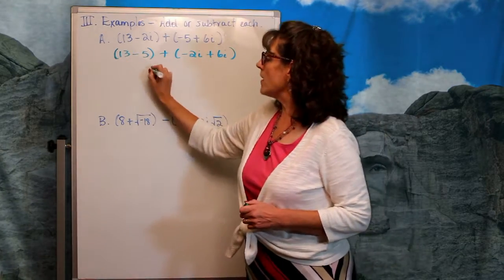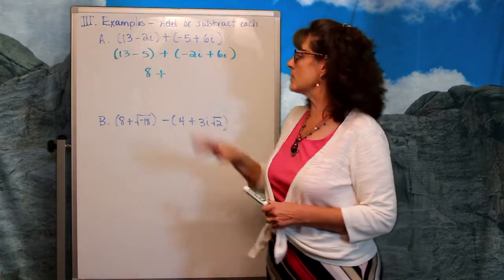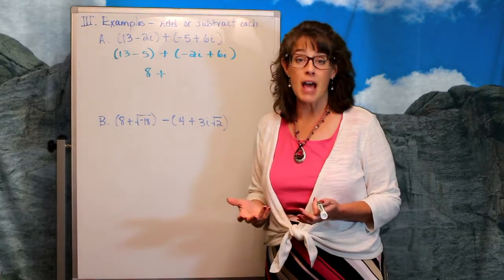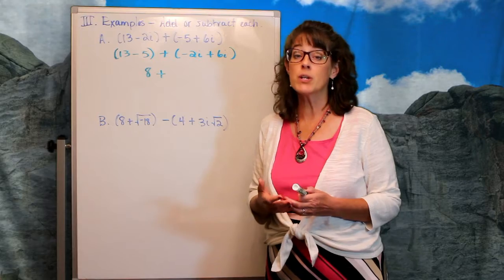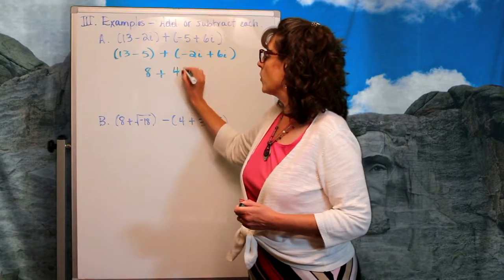Now, 13 minus 5 is going to be 8, and a negative 2i plus 6i. If it was an x and it was a negative 2x plus 6x, I would get a 4x out of that. So the i, remember, is acting like a variable right now. It acts like a variable until I see i squared. So right now, I'm going to call that a 4i.